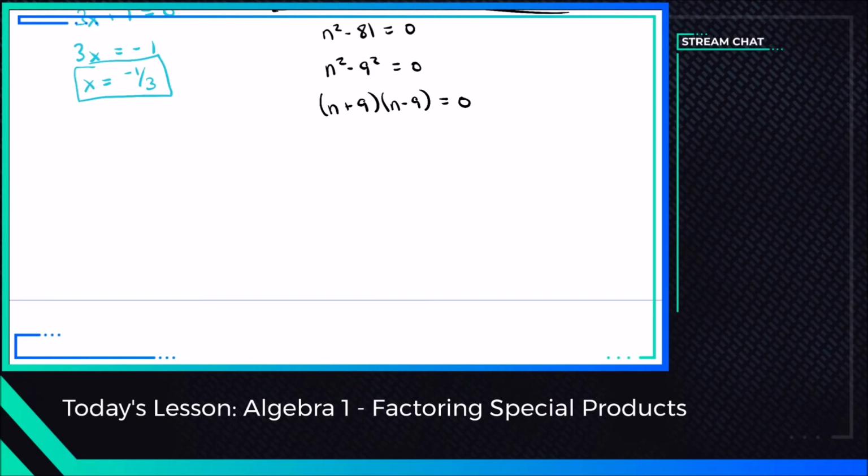And now we have to set up two different formulas. n plus 9 could be equal to 0, or n minus 9 could be equal to 0. Subtracting 9 on both sides gives us n is equal to a negative 9. Adding 9 on both sides, we get n is equal to a positive 9.